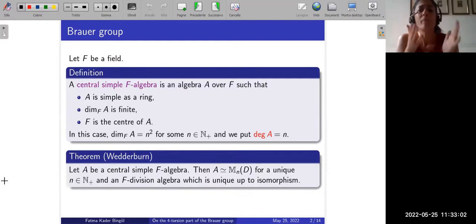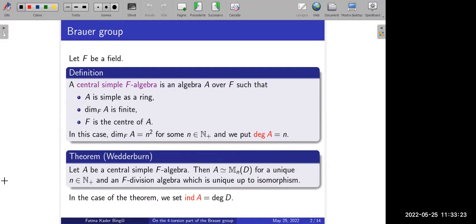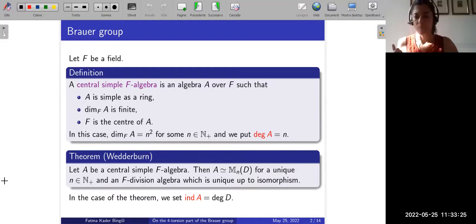So the Wedderburn theorem, this is one of the classical results in the theory. It tells you that if A is a central simple F-algebra, then you can find a division algebra D, unique up to isomorphism, and an integer n such that A is isomorphic to the n times n matrix algebra over D. The degree of this division algebra is called the index of A, and I denote it like this. The Wedderburn theorem motivates us to define an equivalence relation.